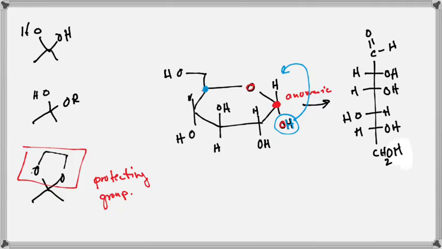That new nomenclature system looks at the penultimate carbon. It looks at this carbon and asks, where's the OH? Is it on the right-hand side? That's a D sugar. And if it's on the left-hand side, it's an L sugar, for dextrorotatory and levorotatory, in slightly different systems.